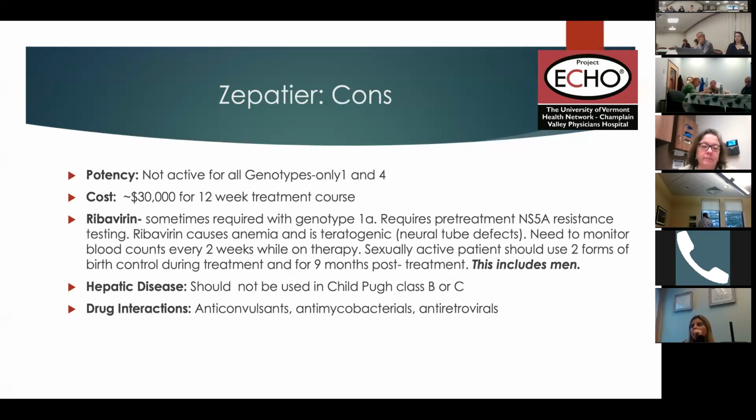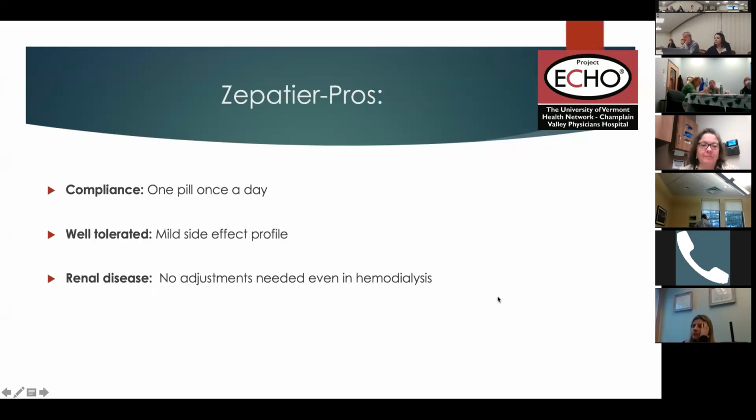So that's really, in my mind, the biggest downside of Zepatier: for at least 1A, and about 70% of the people in the United States have 1A hepatitis C, that's a big downside if you have to test all your 1As and then add ribavirin to some of them. So that's its biggest problem.